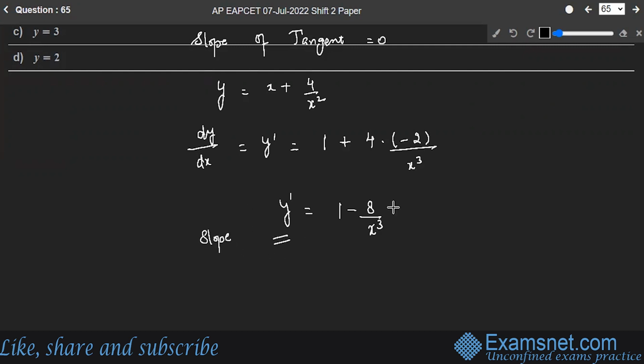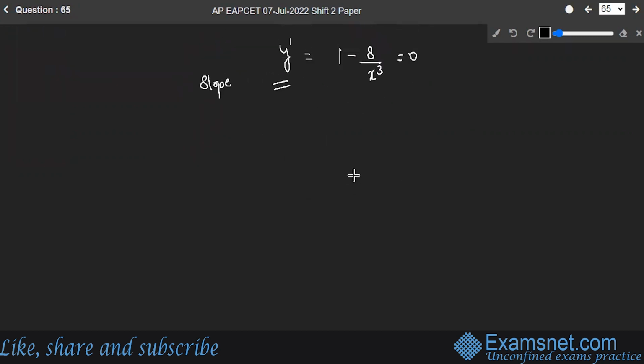We already talked about that the slope is equal to 0 because it is parallel to the x-axis, which gives you 1 minus 8 upon x cube is equal to 0. From here, you can say 1 is equal to 8 upon x cube, or x will be equal to 2. Right, so this is x is equal to 2. Now, at x is equal to 2, what will be the value of y?